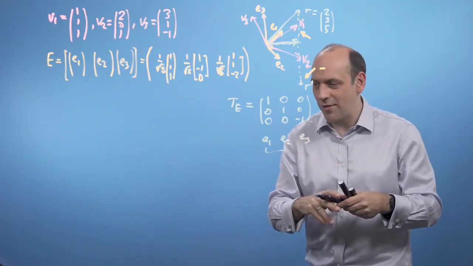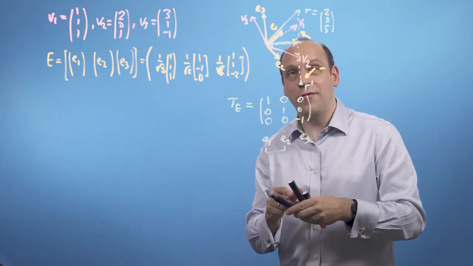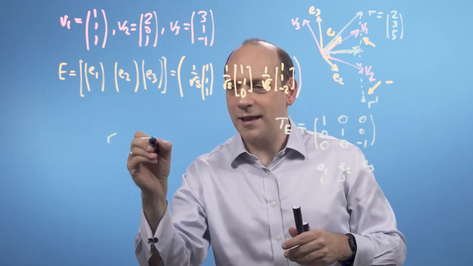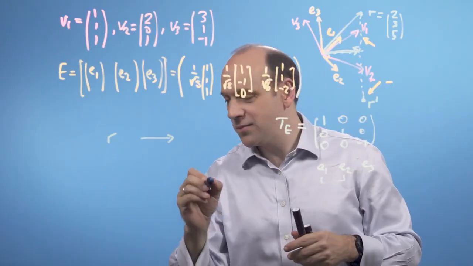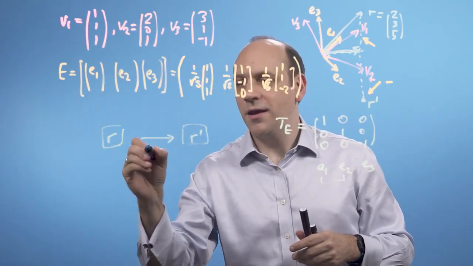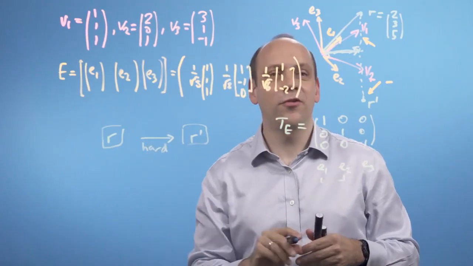So a way of thinking about that is that if I've got my vector R, and I'm trying to get it through some transformation matrix to R prime, but that's going to be hard. That's going to be tricky.